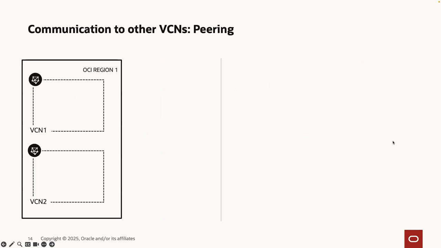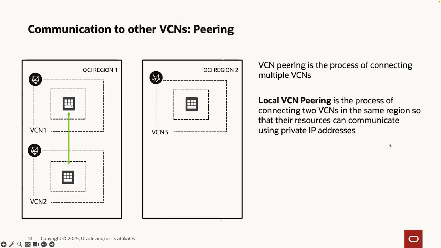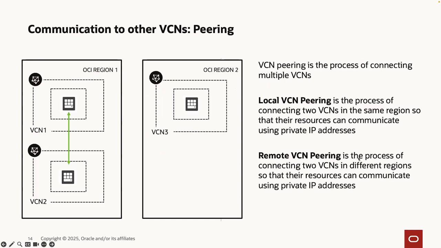And then lastly, peering connections. With VCN peering, we have both local VCN peering and remote VCN peering, and they do exactly what they sound like. Local VCN peering would be the process of connecting two VCNs in the same region, and remote VCN peering would be the process of connecting two VCNs in different regions.